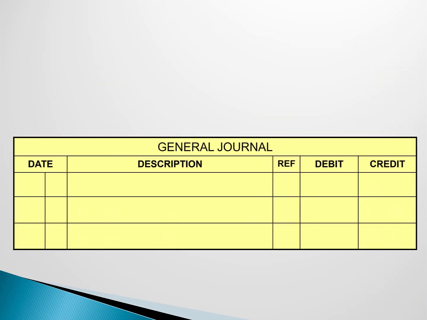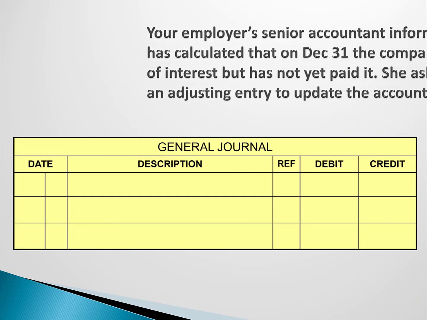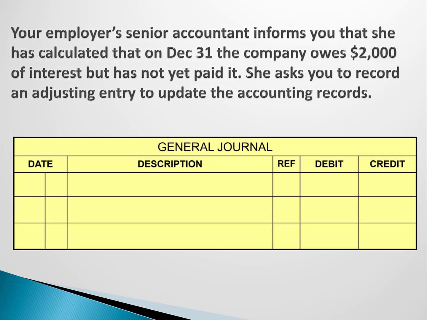So let's do an example that's more specific. Your employer's senior accountant informs you that she has calculated that on the end of the year, on December 31st, the company owes $2,000 of interest but has not yet paid it. She asks you to record an adjusting entry to update the accounting records. So just like on the previous slide, the date is December 31st.